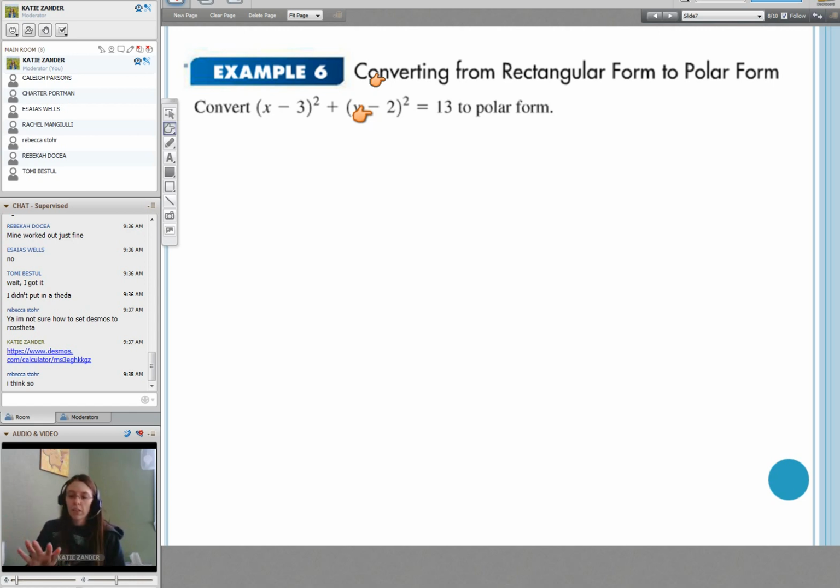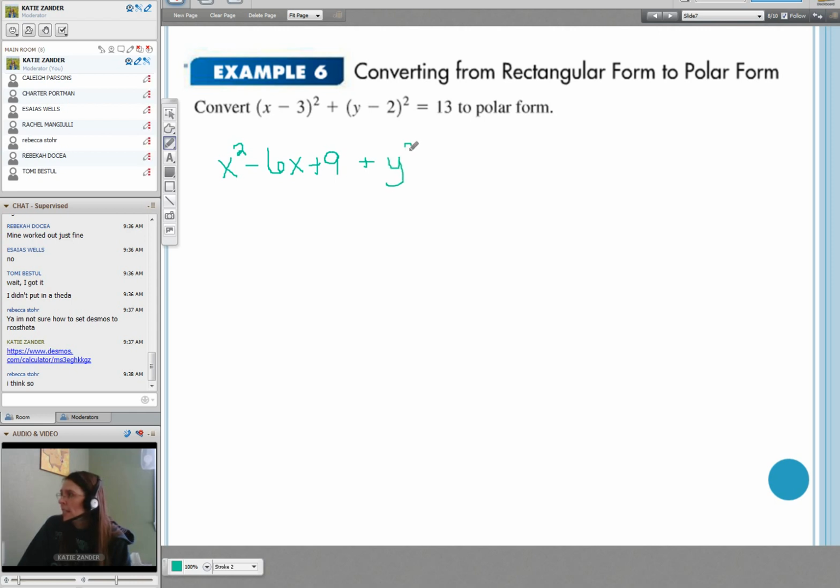And then if we have an x and a y, we can hopefully replace that with the r sine theta and the r cosine theta for y and x respectively. So let's go ahead and distribute this. Check my math because obviously I'm not on my A game today. So when I expand that, I think we'll get an x squared minus 6x plus 9 for starters. And then when I expand the second one, a y squared minus 4y plus 4.